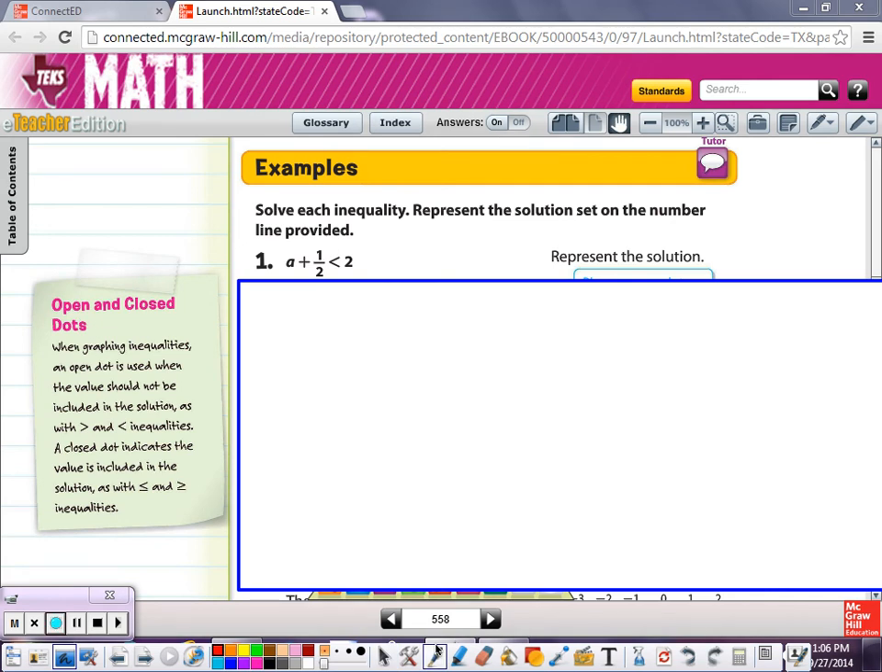First step, always rewrite your, in this case, inequality. A plus 1/2 is less than 2. Excuse me, not negative 2. All right. A plus 1/2 is less than 2.